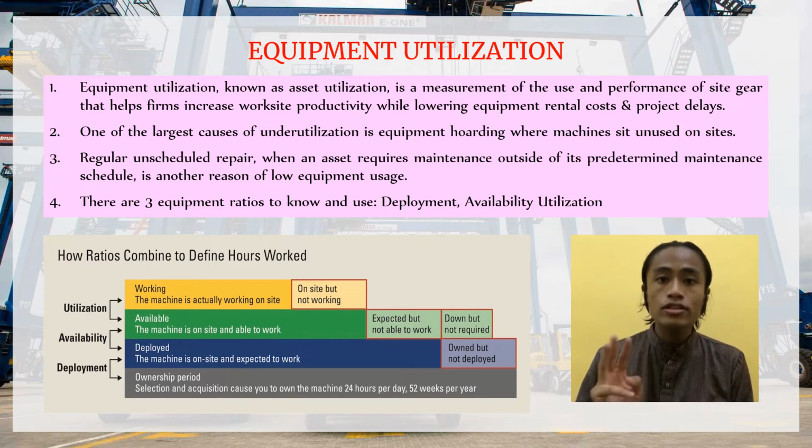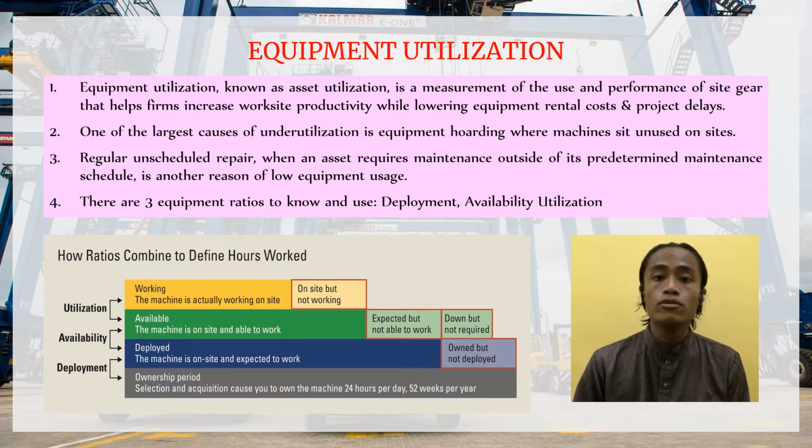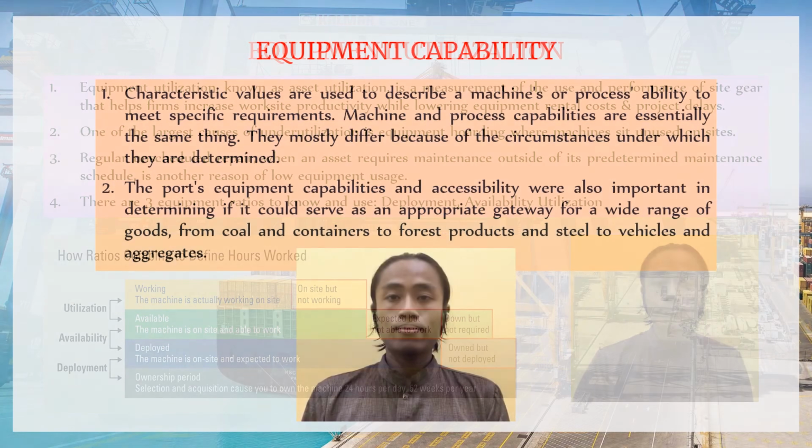Utilization is the third and final critical ratio. The fourth row in the picture depicts utilization, which is defined as the proportion of time the machine is actually operating on site compared to the total time the machine is on site and available to operate.